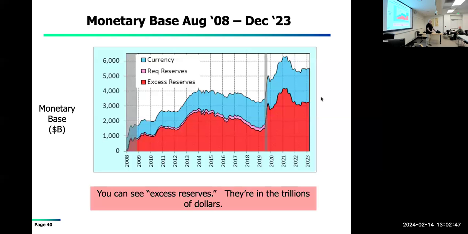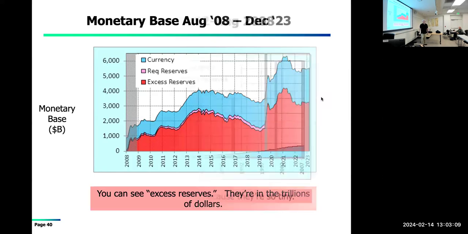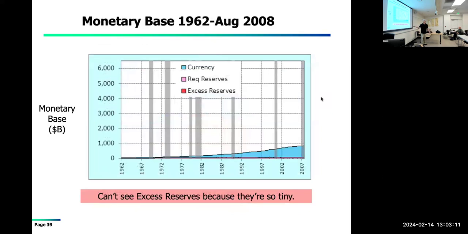And what is the concept of excess reserves? Banking institutions have a requirement to post a certain amount of reserves based on the size of their deposits in Federal Reserve banks. And up to 2008, excess reserves were really tiny. And that's why they didn't show up in the prior graph. You can't see them. They're in there, but they're really tiny.